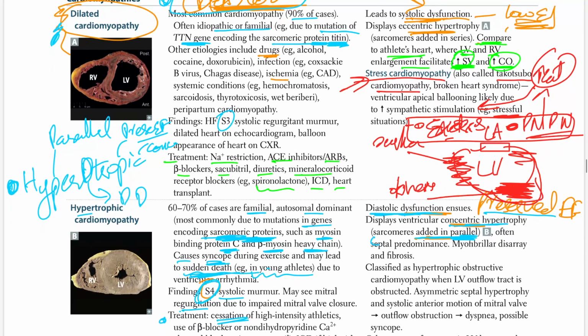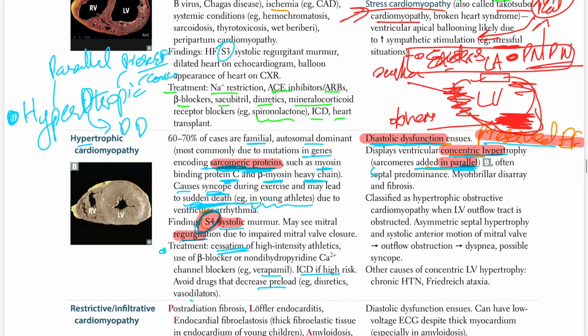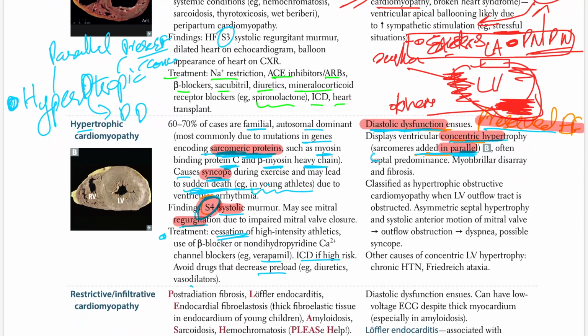But the important thing, going back to the normal things here: diastolic dysfunction, concentric hypertrophy, preserved ejection fraction, added in parallel with S4, systolic murmur, MR could be seen, and sarcomere proteins are defective, and it can cause syncope and sudden death.